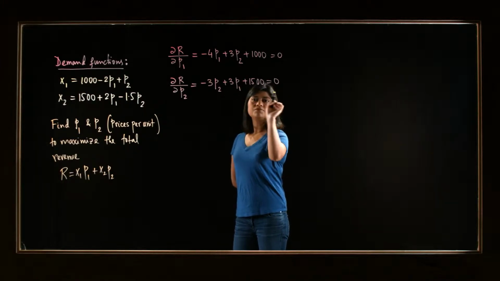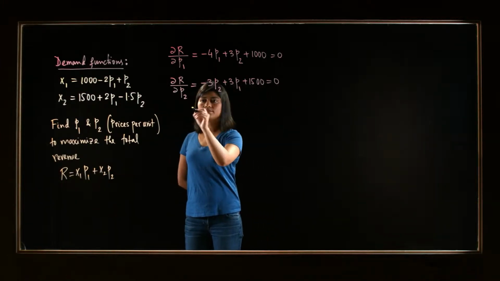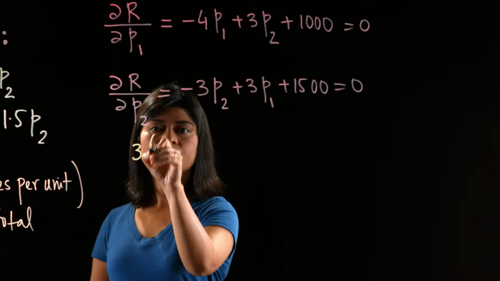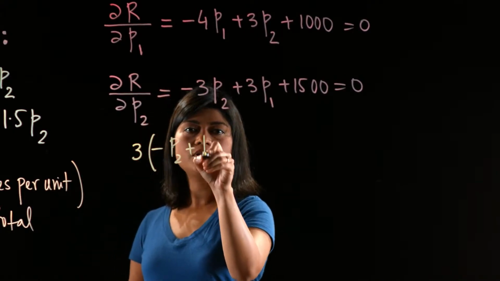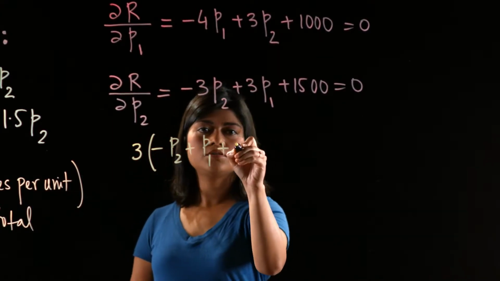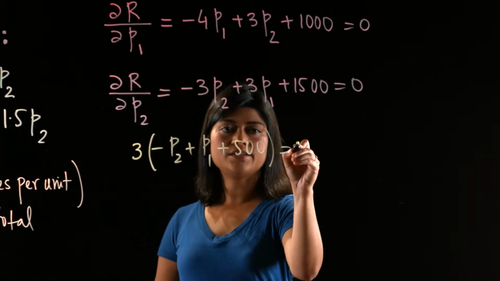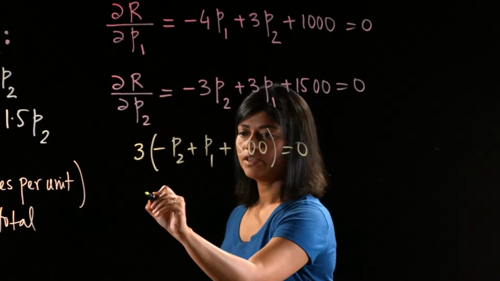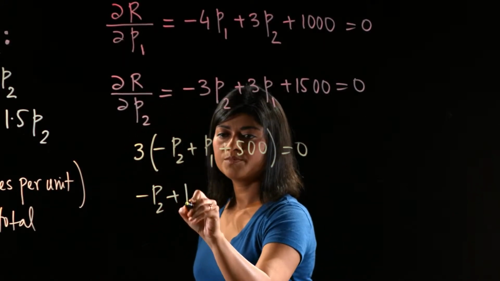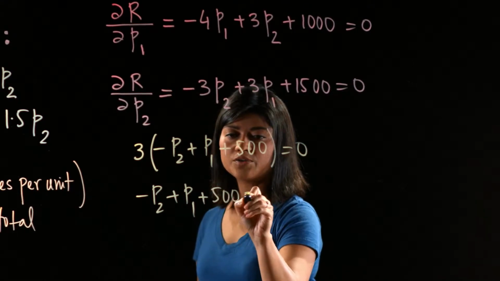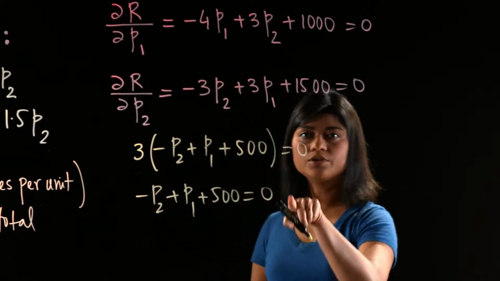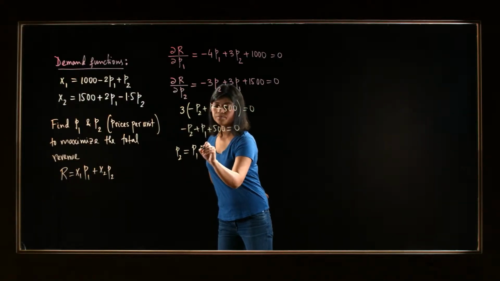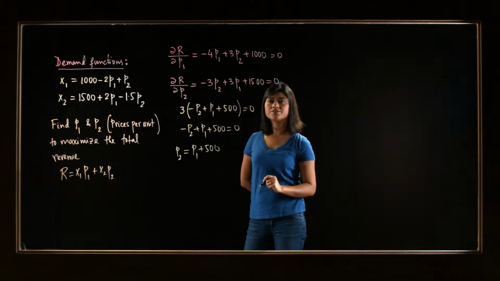I will take this equation first, and then let's see if I can simplify this a little bit. So if you take out a common factor of 3, you get negative p2 plus p1 plus 500. That is equal to 0. So you can get rid of this 3, you can divide both sides, and then we'll have negative p2 plus p1 plus 500 equal to 0. And then if you take p2 to the right hand side, you can write p2 in terms of p1. So p2 is p1 plus 500.